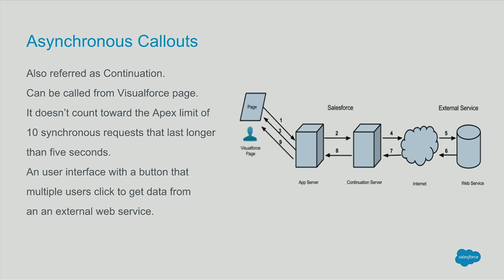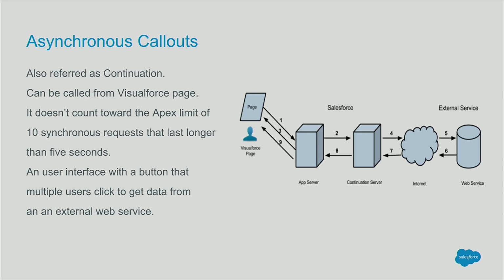Now, what happens behind the scenes is the continuation server is getting in touch with the external web service and doing the work for you. So step 4, it's trying to build that request, and then it's trying to contact the external web service that you might have mentioned in your HTTP request. And then step 6 is when a response is received from the web service, and then the continuation server has to forward that response to your app server.